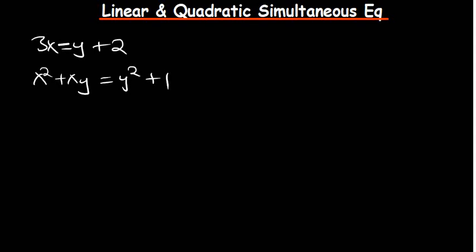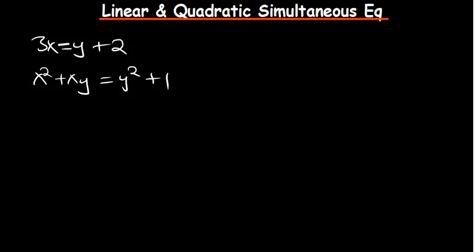So let's look at how you can solve the linear and the quadratic simultaneous equations. The first step is usually to make a letter the subject in the linear equation. So let's look at the linear one. You can easily make y the subject by adding -2 on both sides. So we're going to have 3x minus 2 is equal to y.